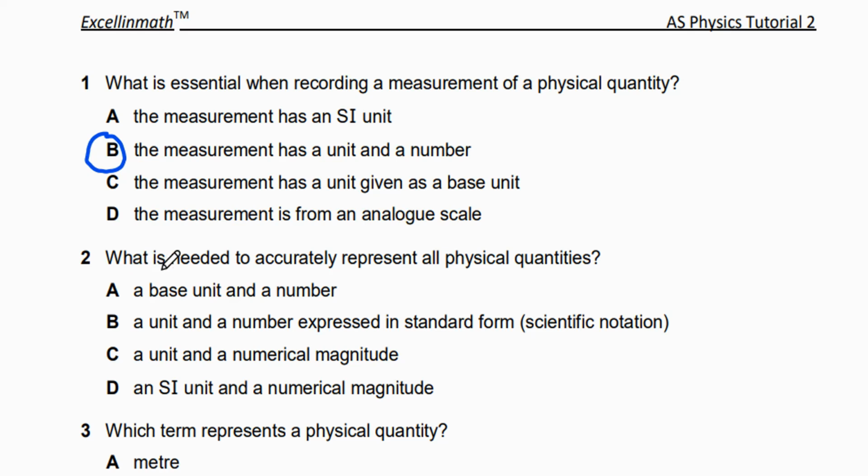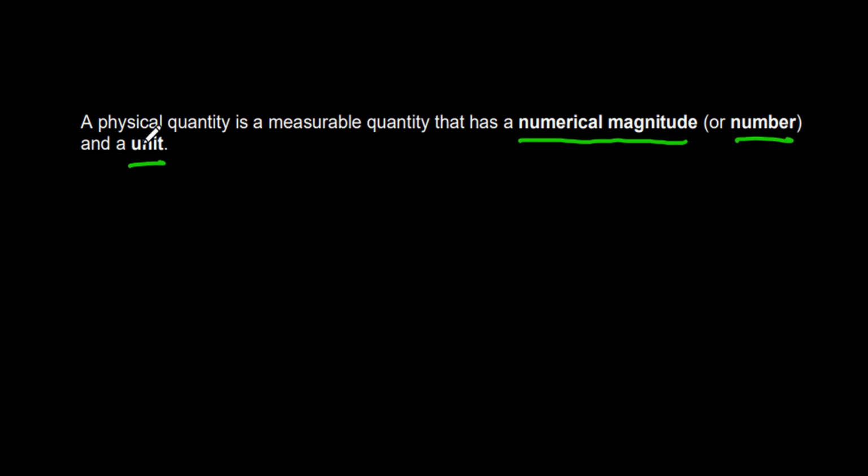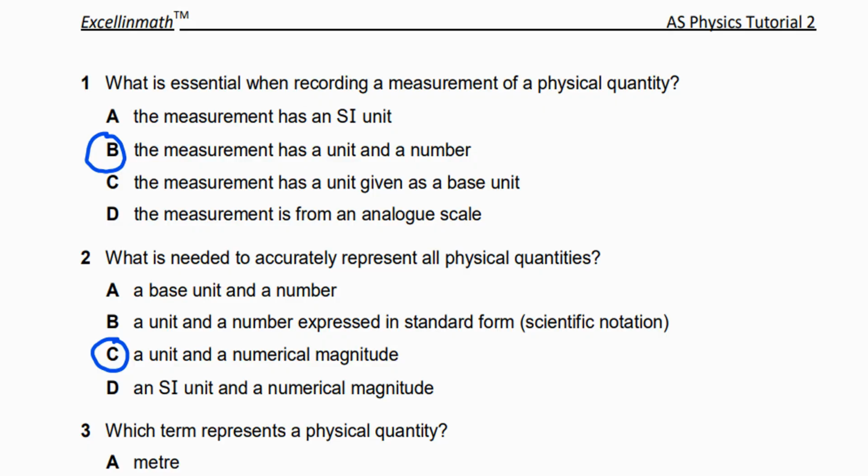Then in question 2 it says, what is needed to accurately represent all physical quantities? The answer here is C, because if we recall, the definition of a physical quantity is that it's a measurable quantity that has a numerical magnitude or number and a unit. So in C it says a unit and numerical magnitude.